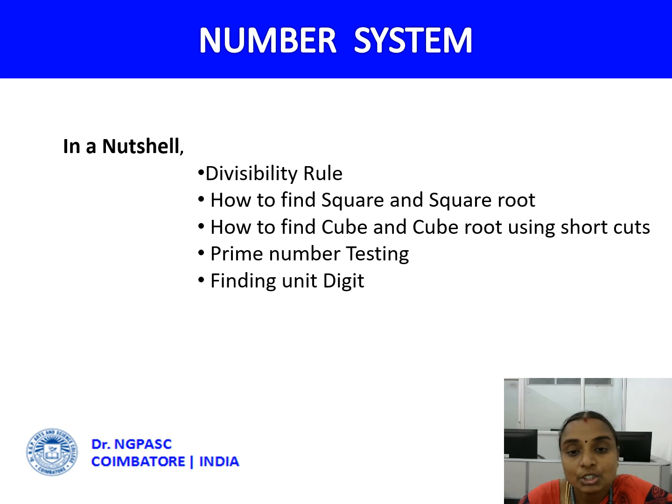So in a nutshell, what we saw in all these things: the divisibility rule, which is an easy way to test prime numbers. Then how to find the square and square root by shortcut methods, whether it is a 3-digit, 4-digit or 5-digit number. Then cube and cube root also. And prime number testing is a very important one, whether it is 3-digit or 4-digit.